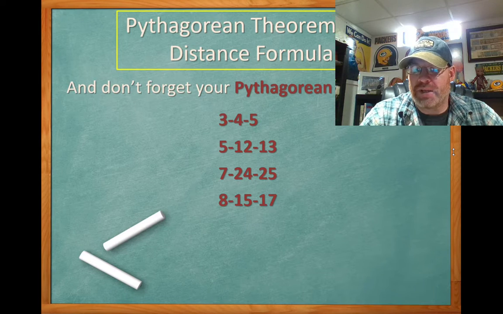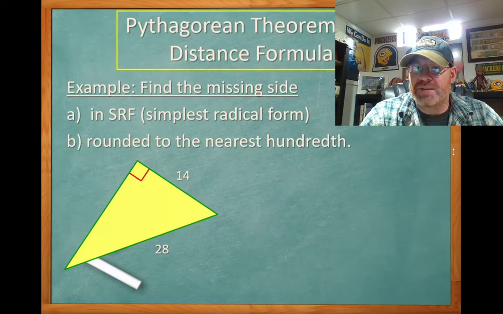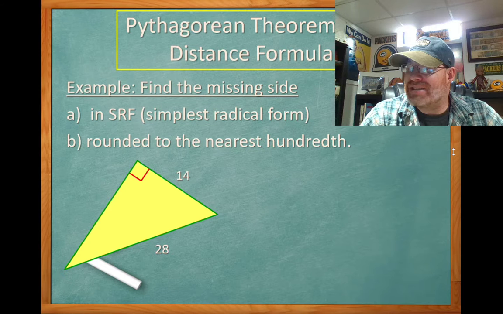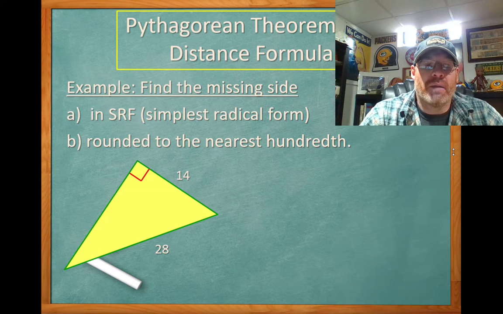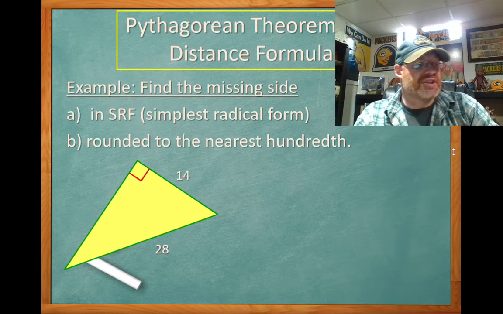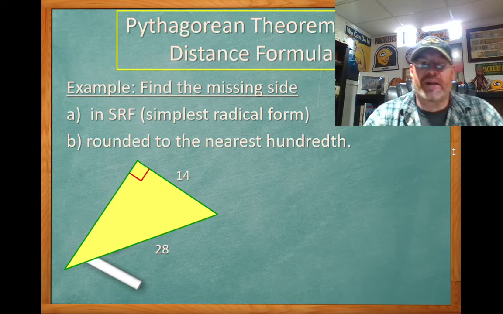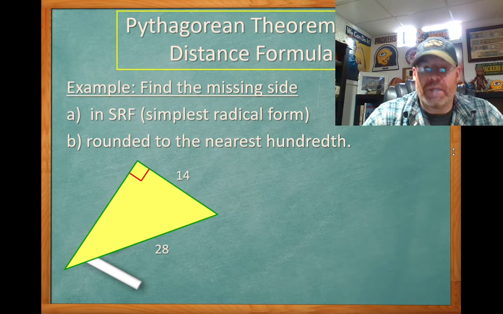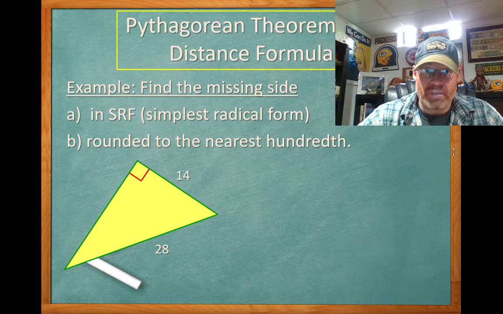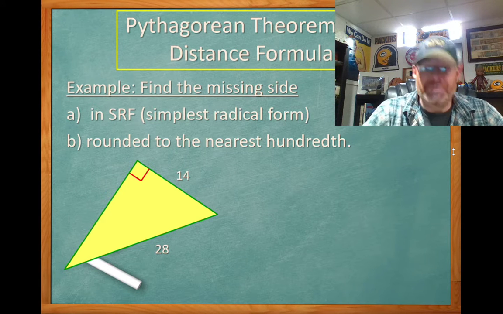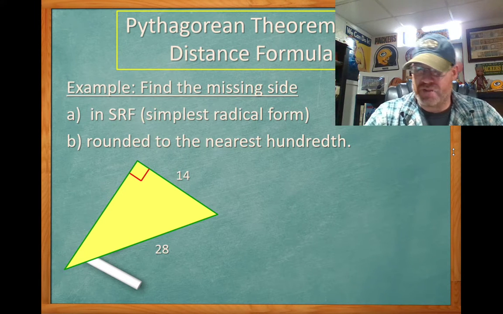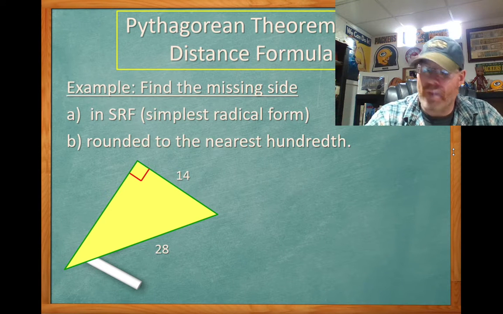So let's get some practice in on figuring out the missing side of a right triangle. And I want you guys to discern between having it in simplest radical form, SRF, and rounded to the nearest hundredth. Sometimes they're going to ask you for one versus the other, so make sure you're paying attention to that.